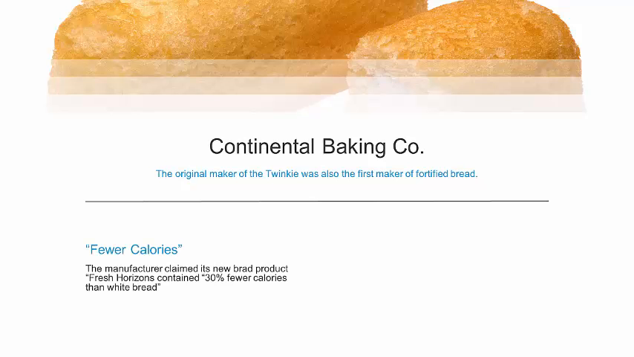And with fortification, of course, comes claims. You're not going to add these ingredients to the product unless you're going to claim that it does something better than your competitor that doesn't have that fortification. And so Continental created this new bread product, misspelling on the slide here, sorry, this new bread product that was called Fresh Horizons Bread. And it was fortified, the first to be fortified, and it claimed fewer calories. And looking at this claim, it would seem to fit on any packaging we could find in the store today. 30% fewer calories than white bread.